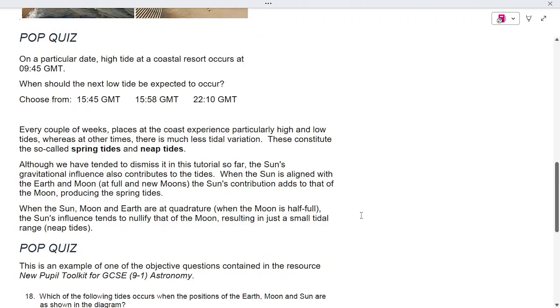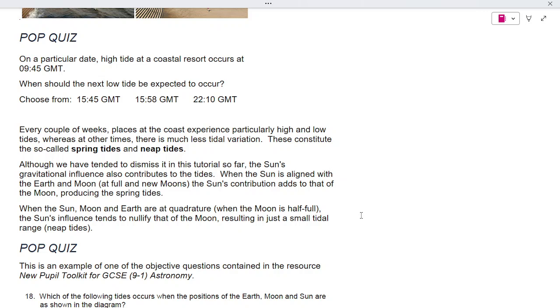Now, at certain times of the year, we get what we call spring tides and neap tides. Spring tides are particularly high tides, and neap tides are particularly low tides. Now, in this tutorial, we really haven't taught much about the sun's influence, but when the sun and the moon and the earth are all aligned, so we're looking at the kind of time during which we might expect an eclipse, the sun's pull on the waters of the earth adds to that of the moon, and so we get particularly high tides, what we call spring tides. Now, they are expected roughly every 2 weeks.